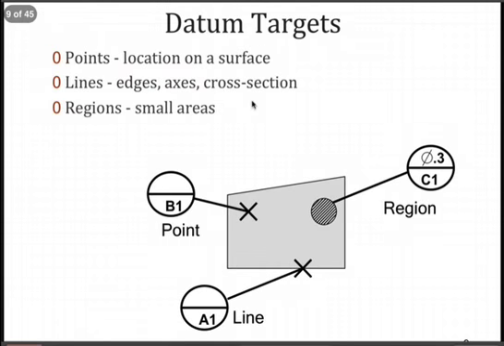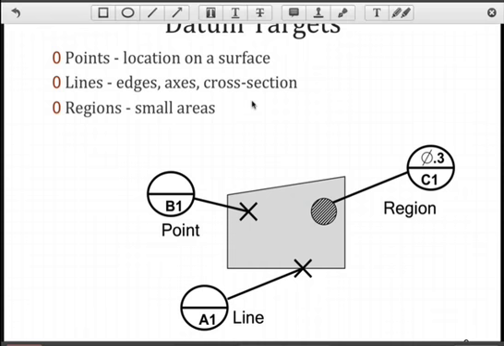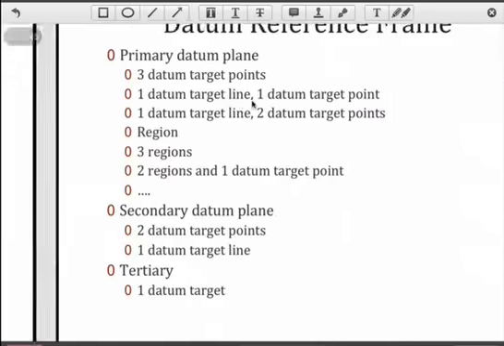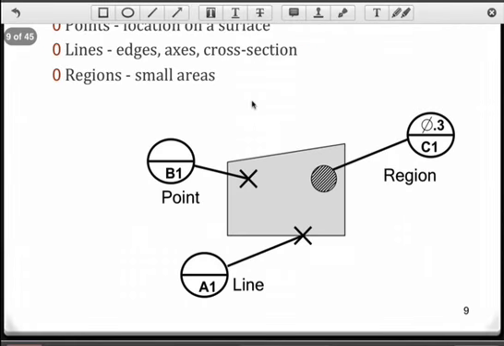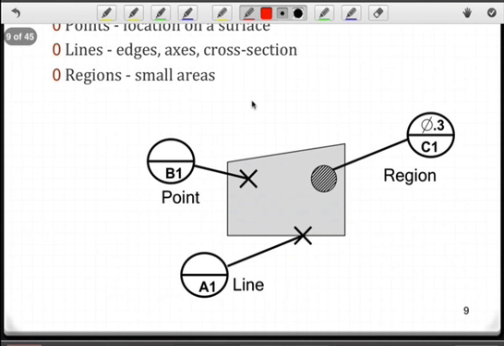So let's look at a very simple example. Here we've got a surface and we want to specify regions or point or line. For a point, typically what you're going to see is a location on the surface. So we've got a specific location on the surface that will correspond to our point.